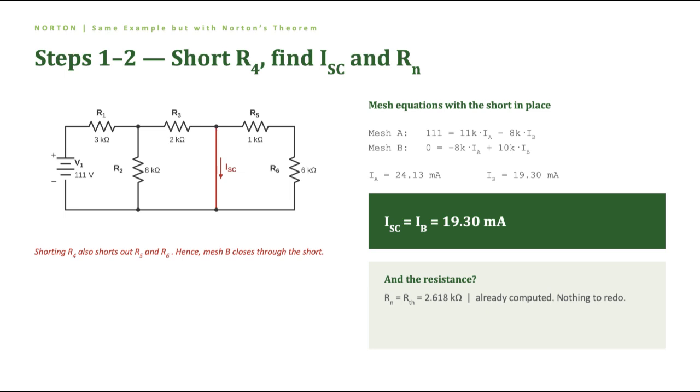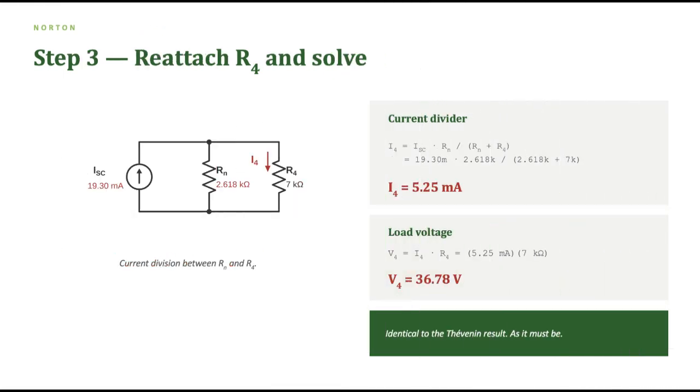And the resistance? We do not compute it. It is 2.618 kiloohms, exactly as before. This is where Norton pays for itself. Now, perform current divider, not voltage divider. The load takes the smaller share, because it is the larger resistance. I4 equals 19.30 M times 2.618 K over 2.618 K plus 7 K, which equals 5.25 milliamperes.